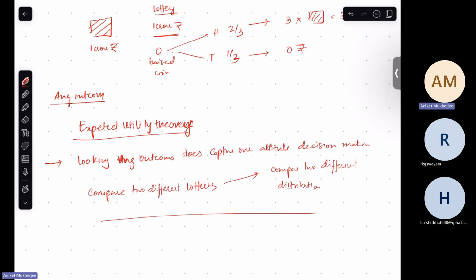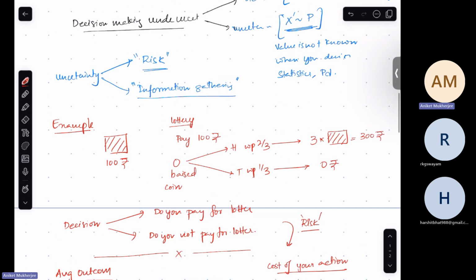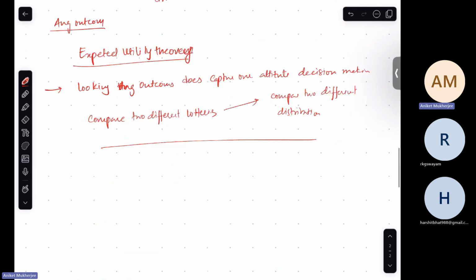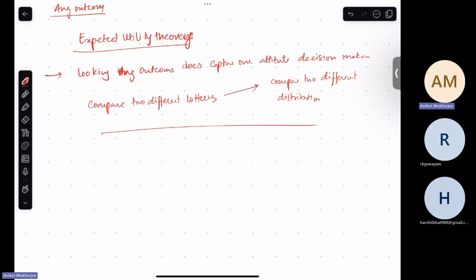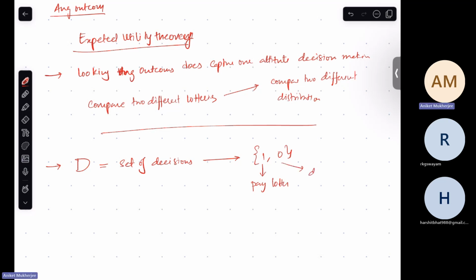Okay, so before going into all this, let us use the examples that we have given above to come up with a base mathematical model that we'll be using in the next couple of classes. So you have D, right? This I'll call the set of decisions. So in the previous example, the set of decisions was either 1 or 0, where 1 could mean that you pay for the lottery, 0 means you don't pay for the lottery. So D is your set of decisions, right?